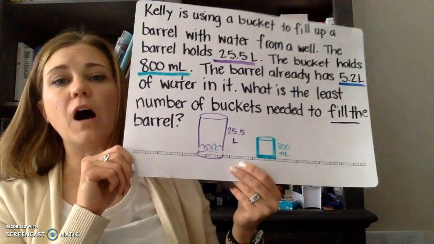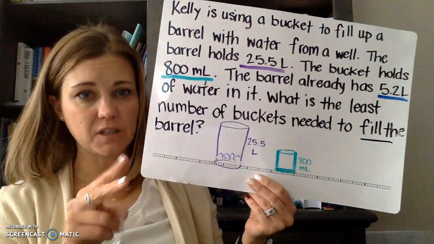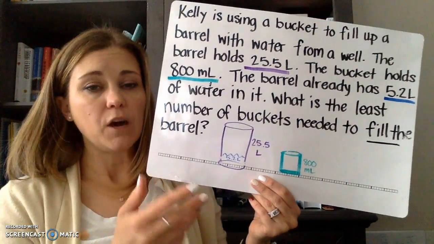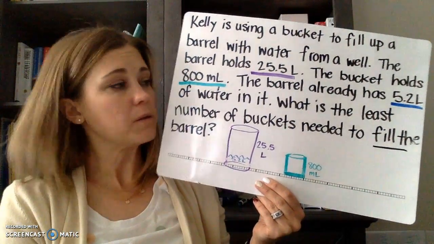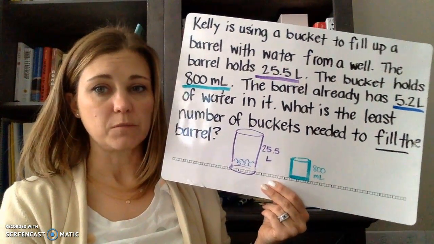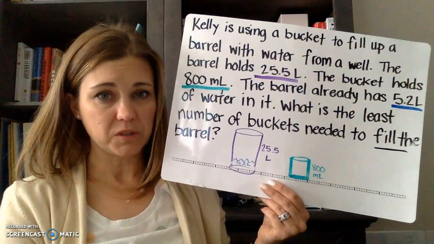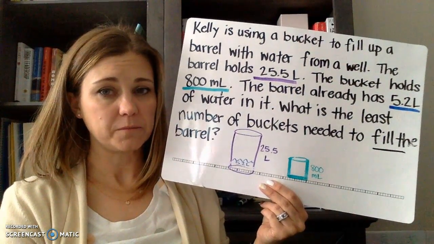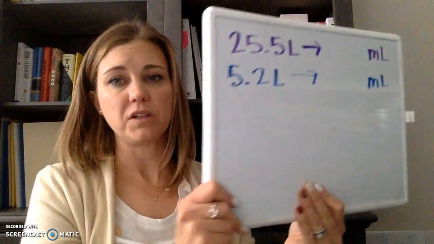So I have two liter measurements and one milliliter measurement. It would be easy just to switch my milliliter measurement into liters, but then I'm working with decimals. And I don't really want to work with decimals. I want to work with whole numbers. So very first, I'm going to switch my measurements to all be milliliters.